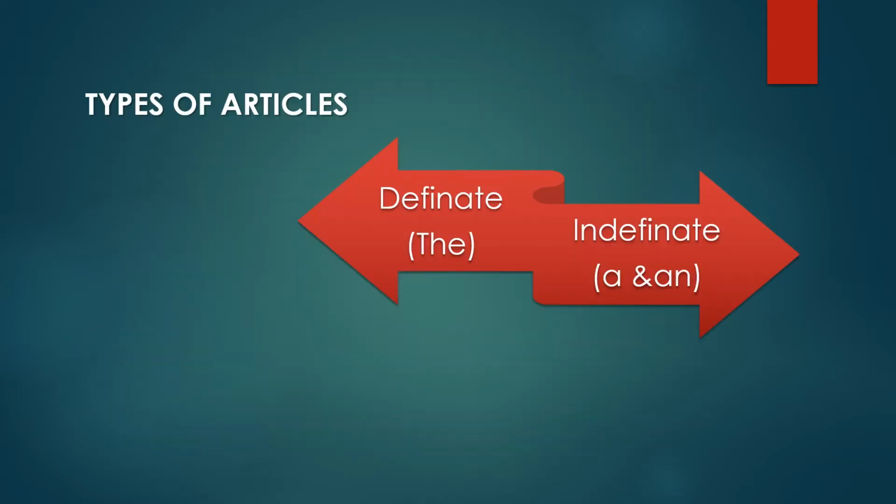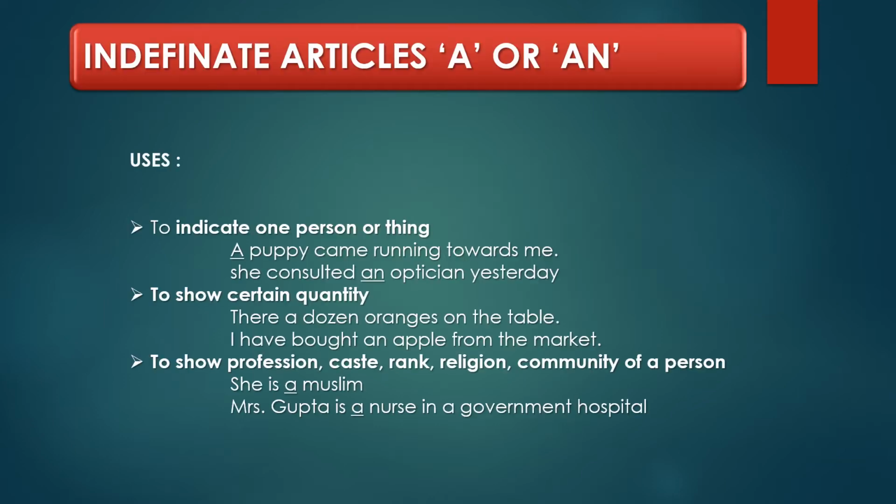Now there are two types of articles, that is definite article and indefinite article. Definite article means the, and indefinite articles mean a and an. Firstly, we will be talking about indefinite articles, that is a or an. Right now we will be studying basic rules before using a or an.